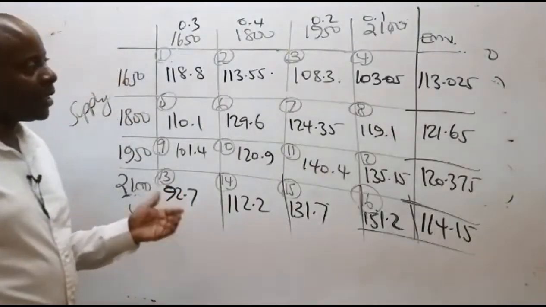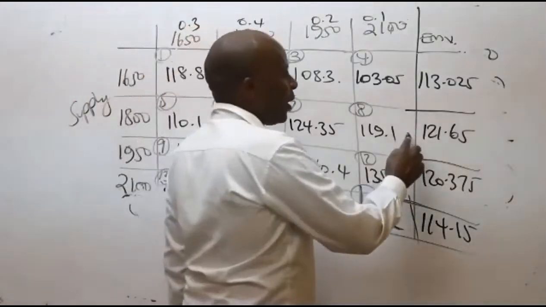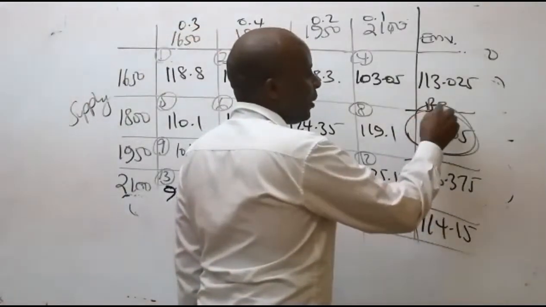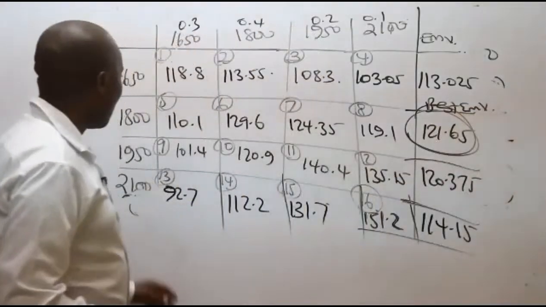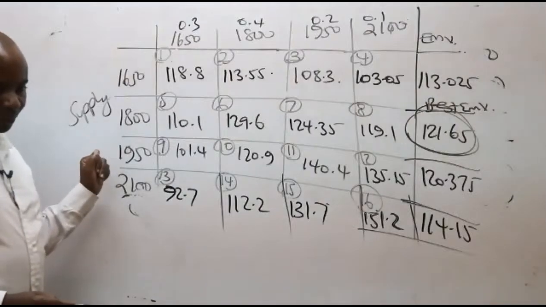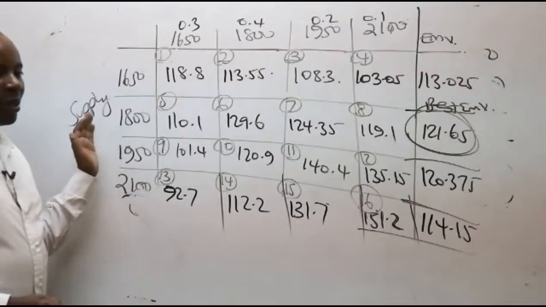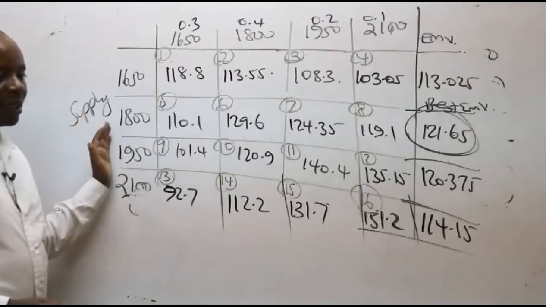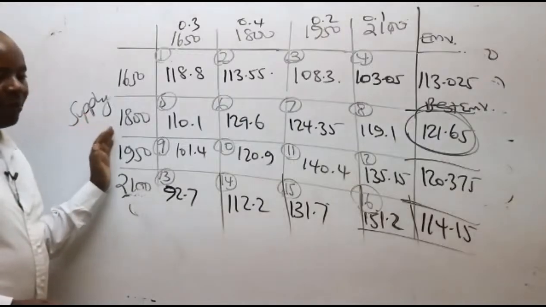So in that regard, ladies and gentlemen, of course, we have said here severally categorically that we will always work with the highest expected monetary value. So the highest expected monetary value is this one here. So this is the best EMV. And then we'll have to ask these people to sell how many bracelets? 1,800 bracelets. The company should sell 1,800 bracelets.